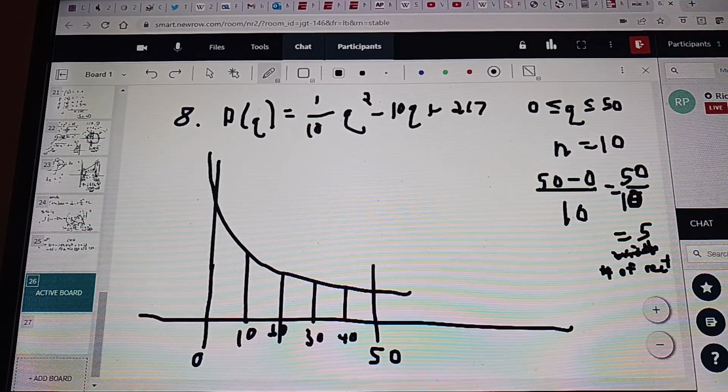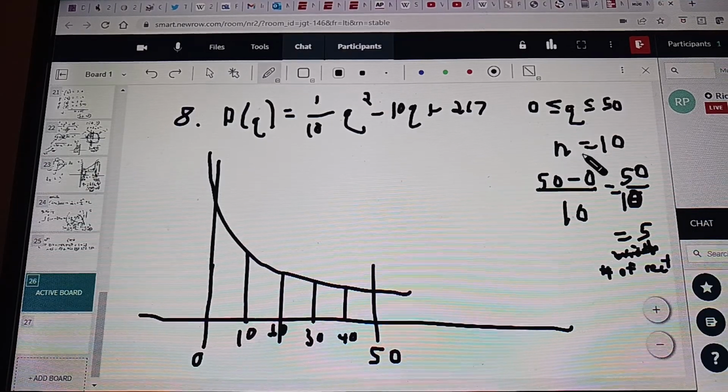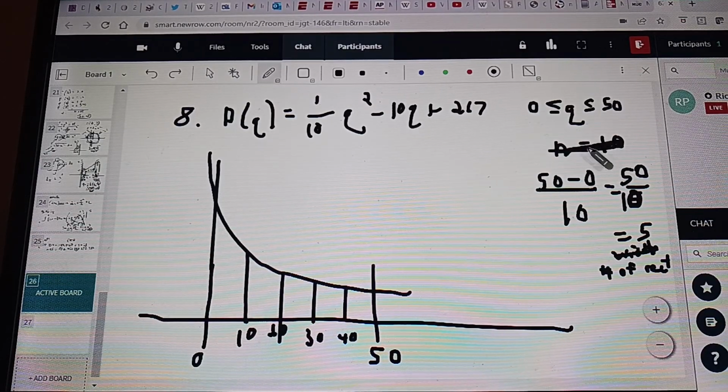There's your 5 rectangles, and they each have a width of 10. So this time the n was not 10. I misread that. N stands for the number of rectangles. N is 5 actually. But they told me the width was 10. So I could also use that to figure out how many rectangles there are in the same calculation. So if you do n minus beginning and divide either by the number of rectangles or by the width, then you get the other one of those two values.